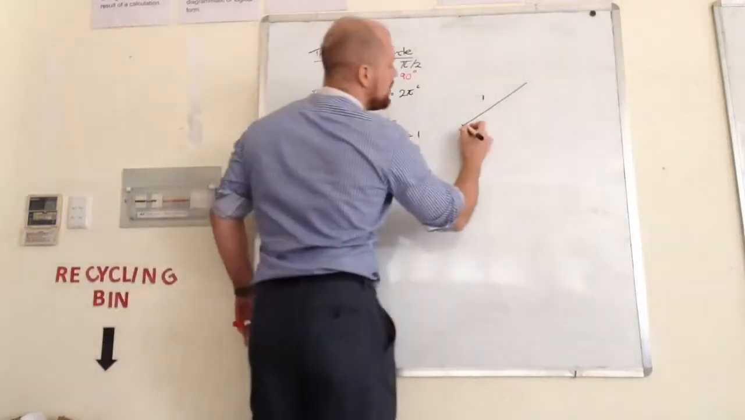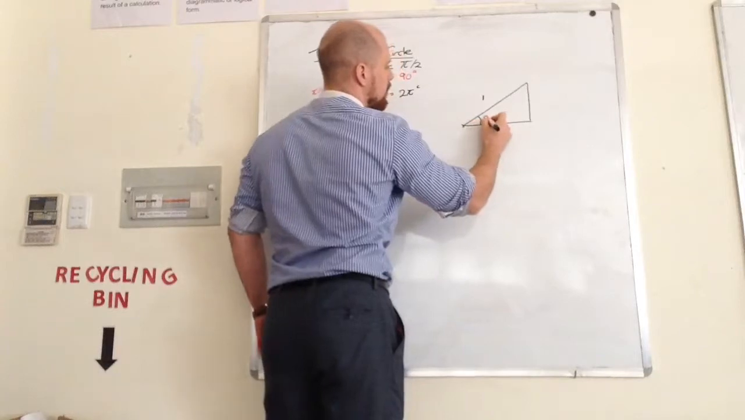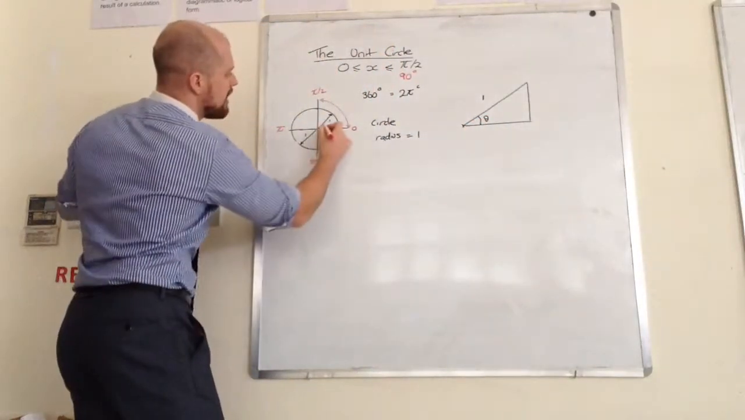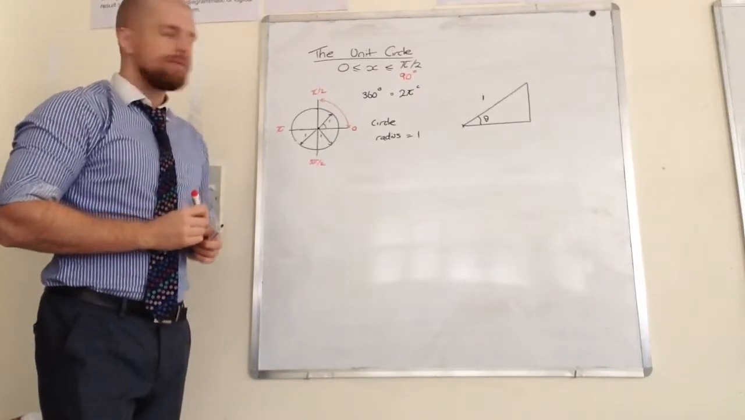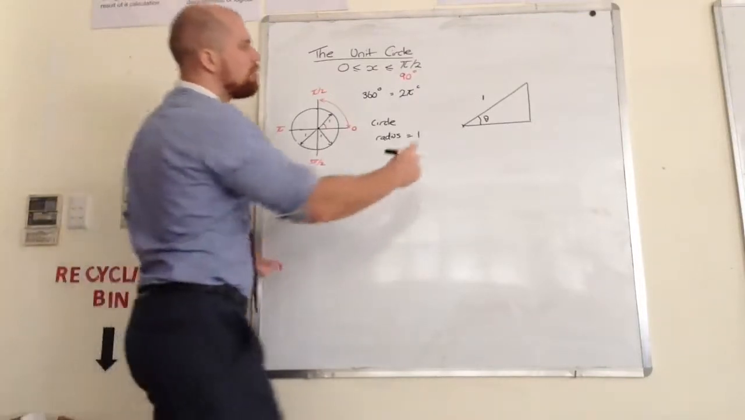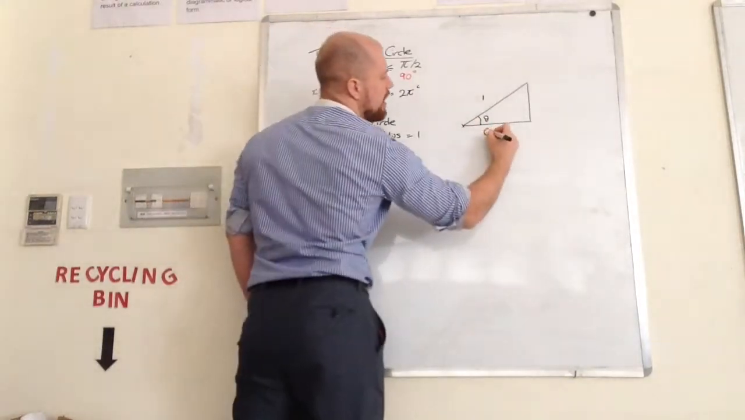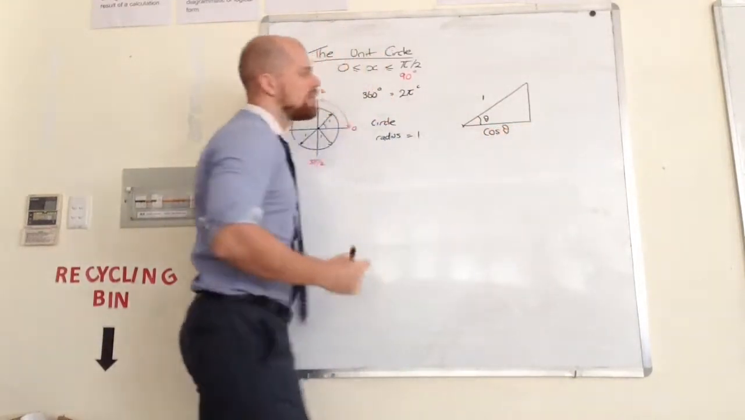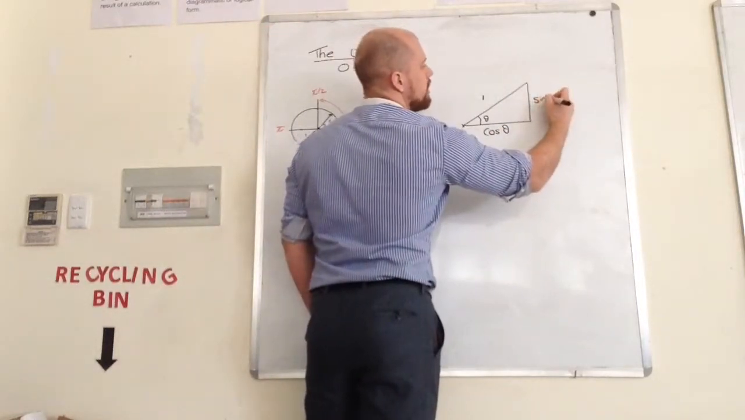Now, I'm going to call the angle theta. Okay? So in this case, that would be this little angle in here as being theta degrees. Okay? If the hypotenuse is 1, and you think about your ratios, that means that your x coordinate is cos theta, and the height will be sine theta.